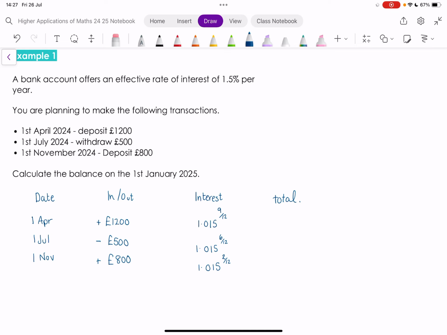Okay, so when I do these multiplications, when it comes to the 1st of July one, my answer there is going to be a negative amount. Okay, I'm going to have a positive amount for my first one, a negative amount for my second one, and a positive amount for my third one. Okay, because the second one is a withdrawal. So if I multiply the first together, I'm going to get £1,213.47. For the next one, I'm getting negative £503.74. And then for the last one, I'm getting £801.99.